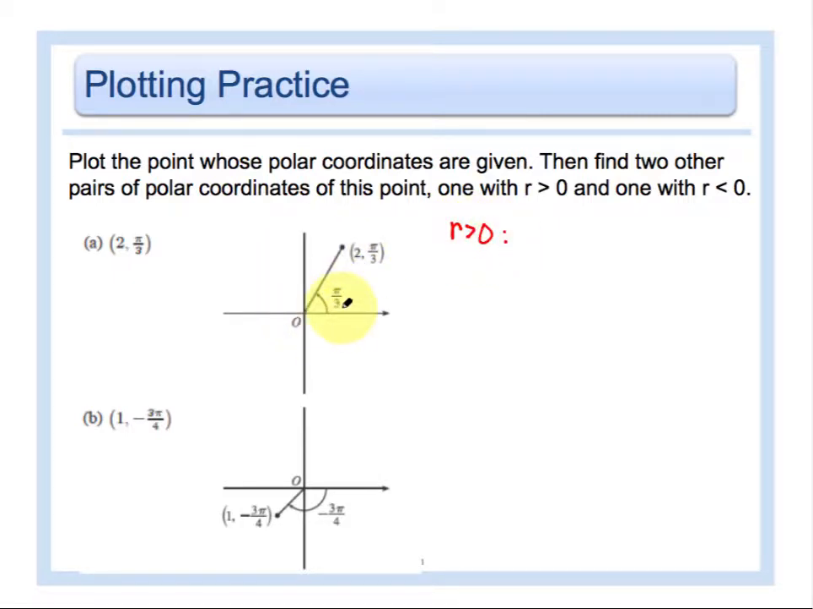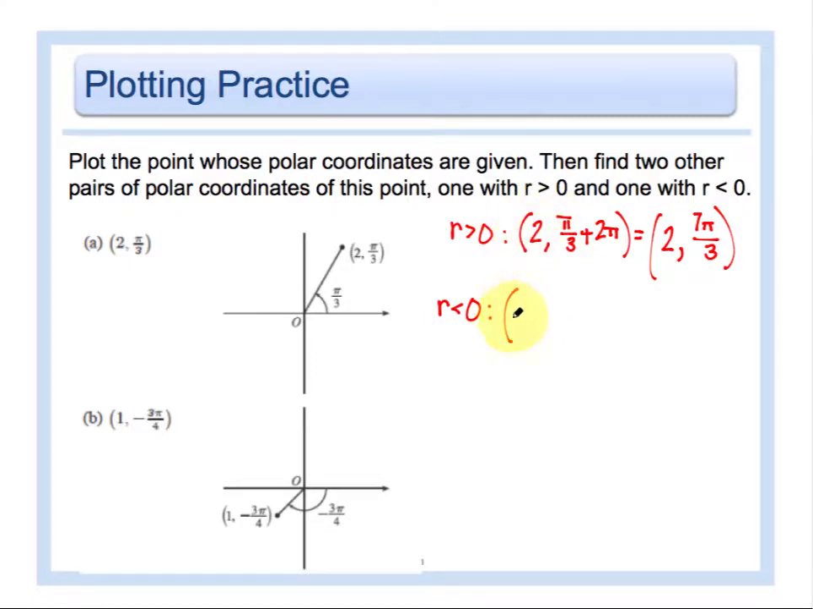So if I want another point, then we know to hit this point again, we would just go another 2 pi around the circle, right? So the radius is still going to be 2. And then our theta is just add another 2 pi and we'll end up in the same space, right? 2 pi is a full time around. So another coordinate that's going to land us here would be (2, 7 pi over 3). And that one's easy.